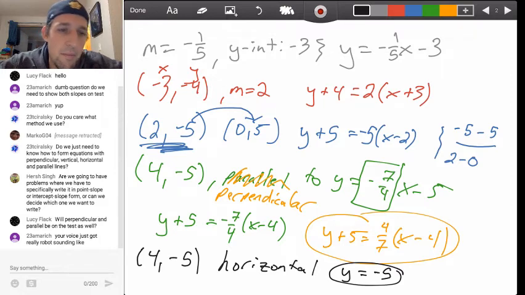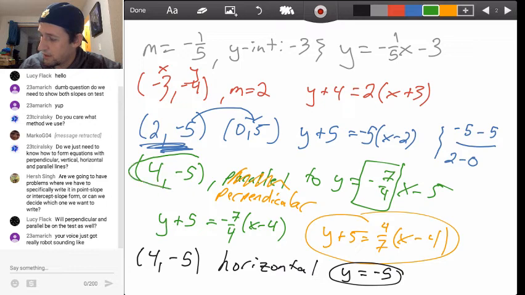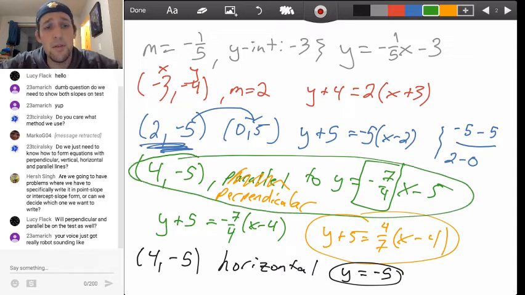Yes, Lucy, perpendicular and parallel can definitely be on the test, so know that parallel is the same slope and perpendicular is opposite reciprocal. Again, though, all we're going to have for perpendicular and parallel is stuff like this. In reality, those are all going to be very similar to that problem up there in red, where you've been given a point and a slope. But instead of being given that point very directly, you're given that information a little more indirectly.